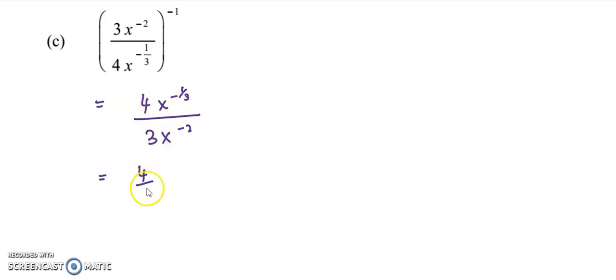After that, we have 4 over 3, which is always a coefficient. You may take it out. And now you should focus on the index unknown, x power of negative 1 over 3 and x power of negative 2.